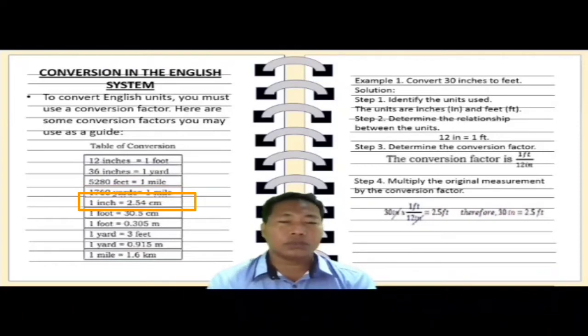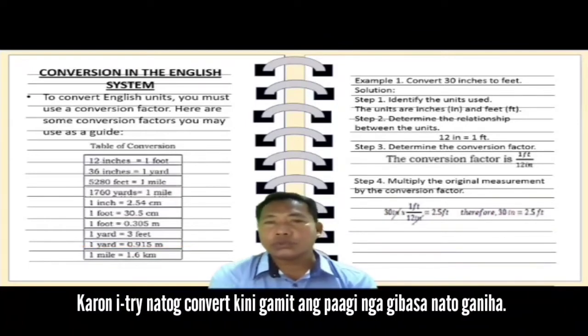1 inch is equals to 2.54 centimeters. 1 foot is equals to 30.5 centimeters. 1 foot is equals to 0.305 meter. 1 yard is equals to 3 feet. 1 yard is equals to 0.915 meter. And 1 mile is equals to 1.6 kilometer. Now, we're going to use these and convert using the steps that we explained a while ago.